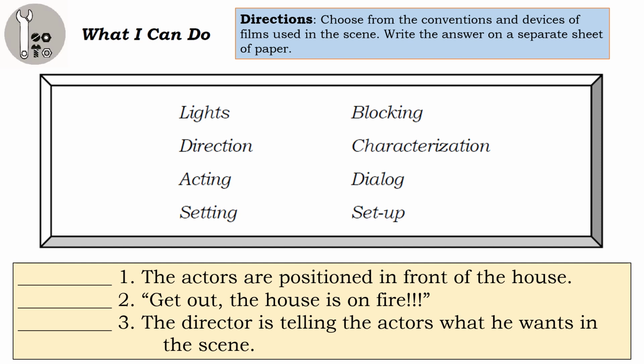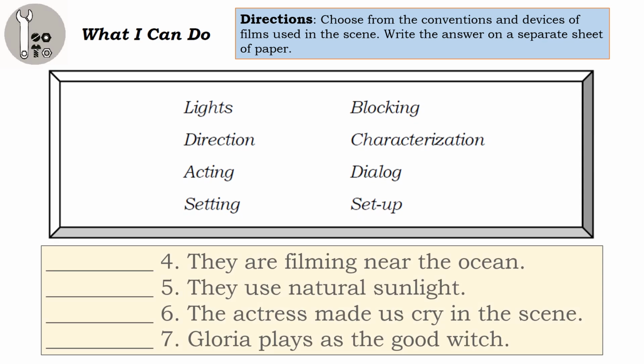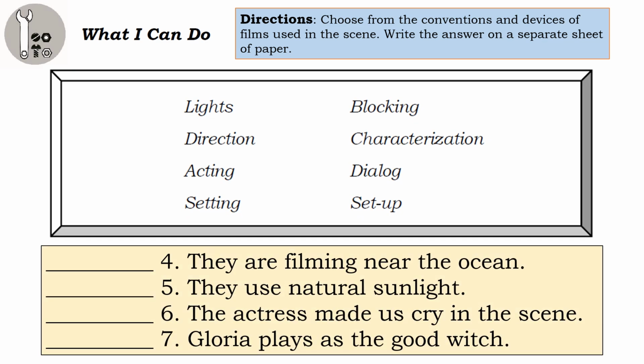Ready? Number 1. The actors are positioned in front of the house. Uulitin ko. The actors are positioned in front of the house. Number 2. Get out. The house is on fire. Number 3. The director is telling the actors what he wants in the scene. Number 4. They are filming near the ocean.